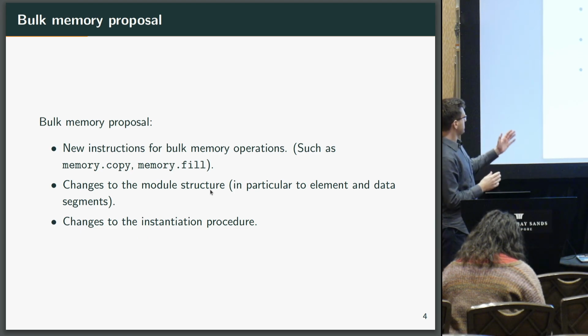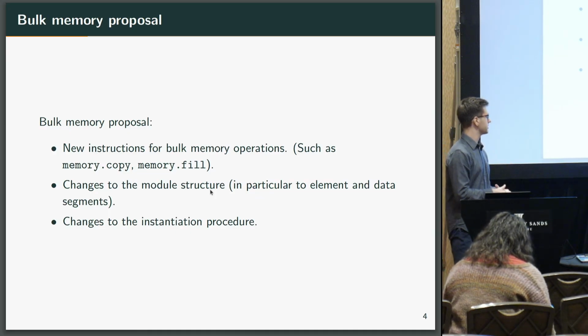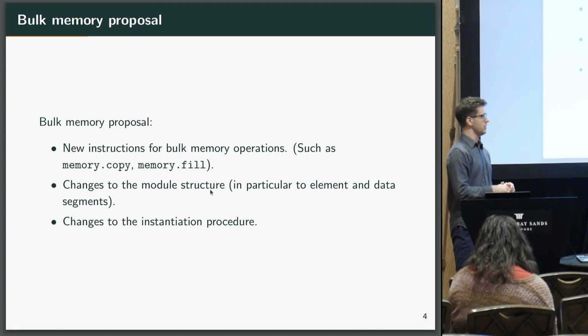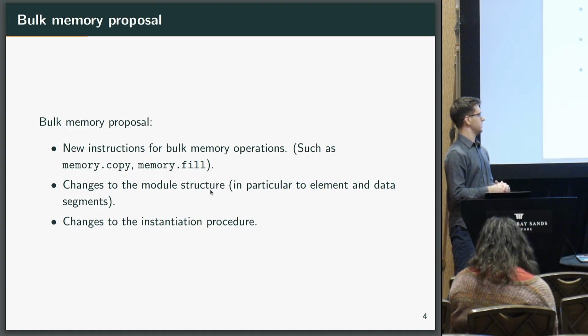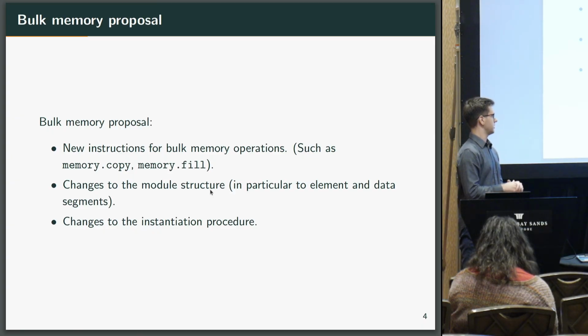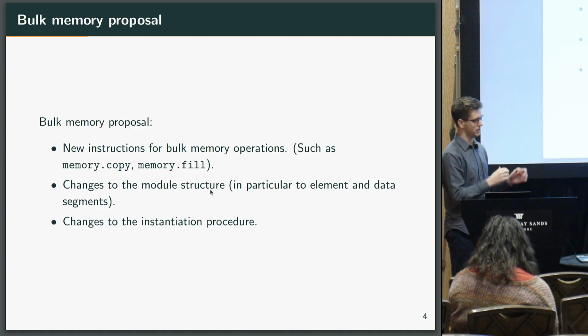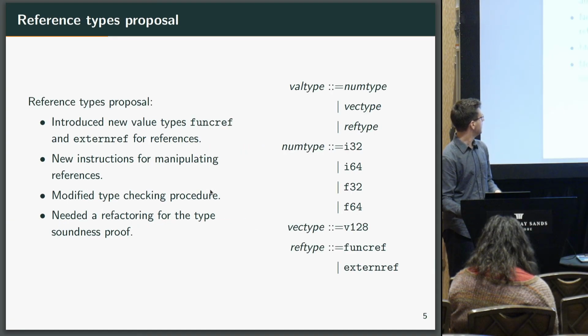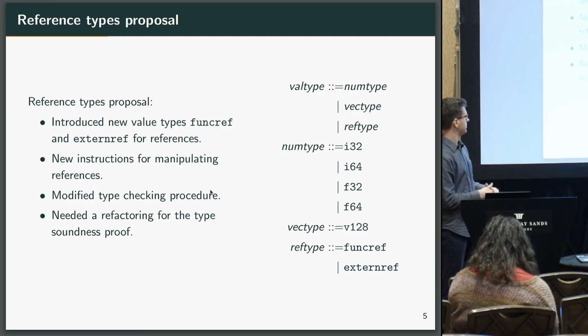The added bulk memory proposal introduced new instructions for bulk memory operations, such as memory copy and memory fill, which are similar to memcpy and memset functions from the C standard library. It changed the module structure, in particular element and data segments, which are used in the instantiation stage, and it changed the instantiation procedure.